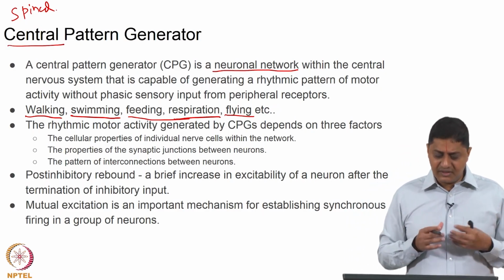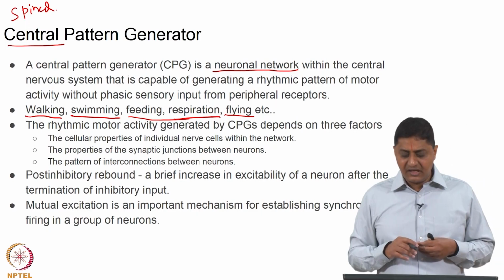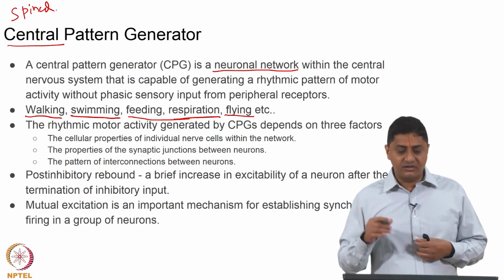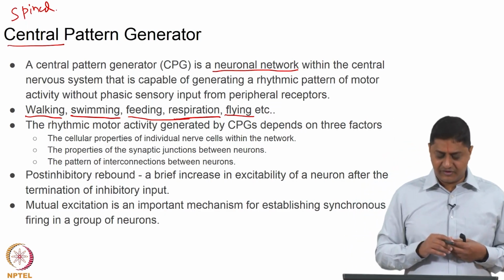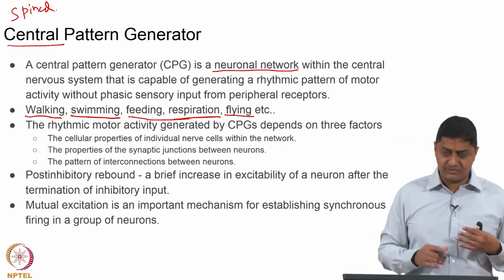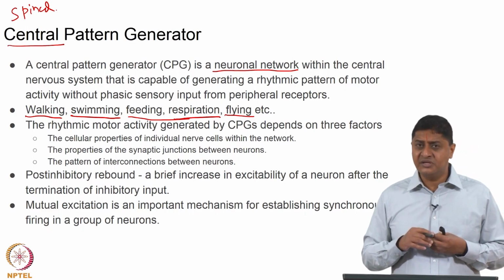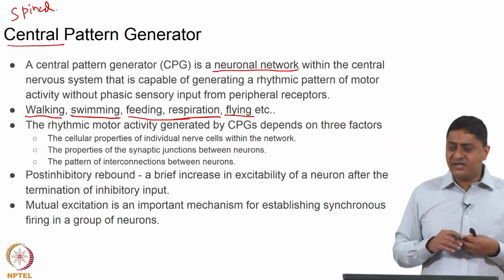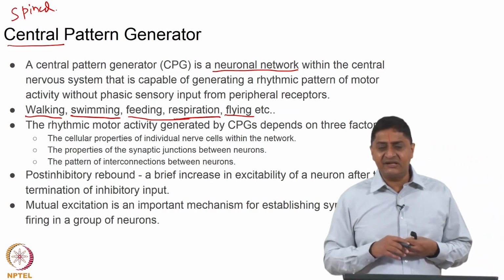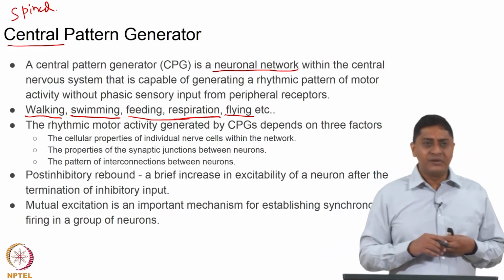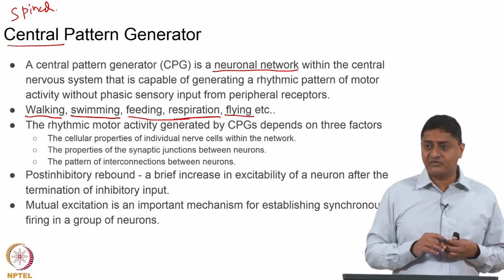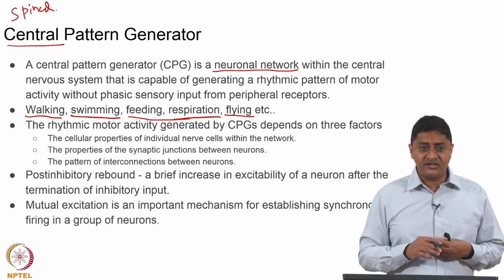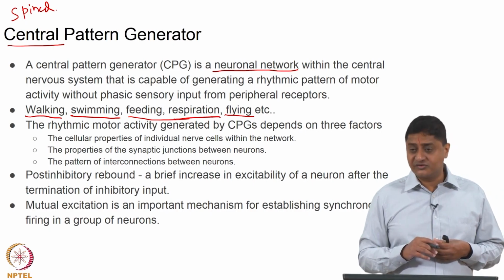This is a neural network that is capable of generating an oscillatory pattern of motor activity without inputs from receptors. That means there is going to be spontaneous activity. By the way, spontaneous activity for breathing is a good thing, we need that, because regardless of whether I am awake or not, I need to continue to breathe. So, that is a good thing.